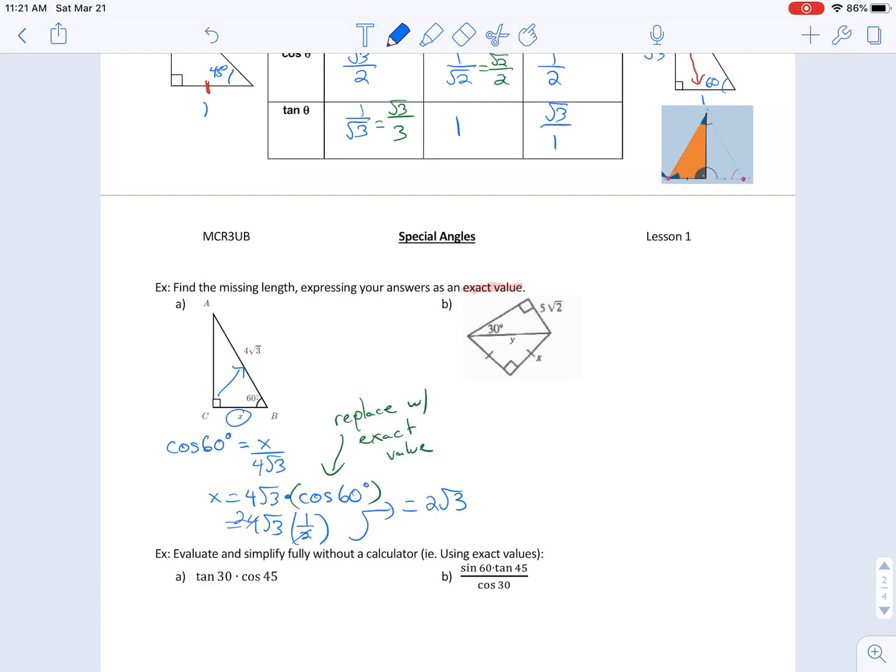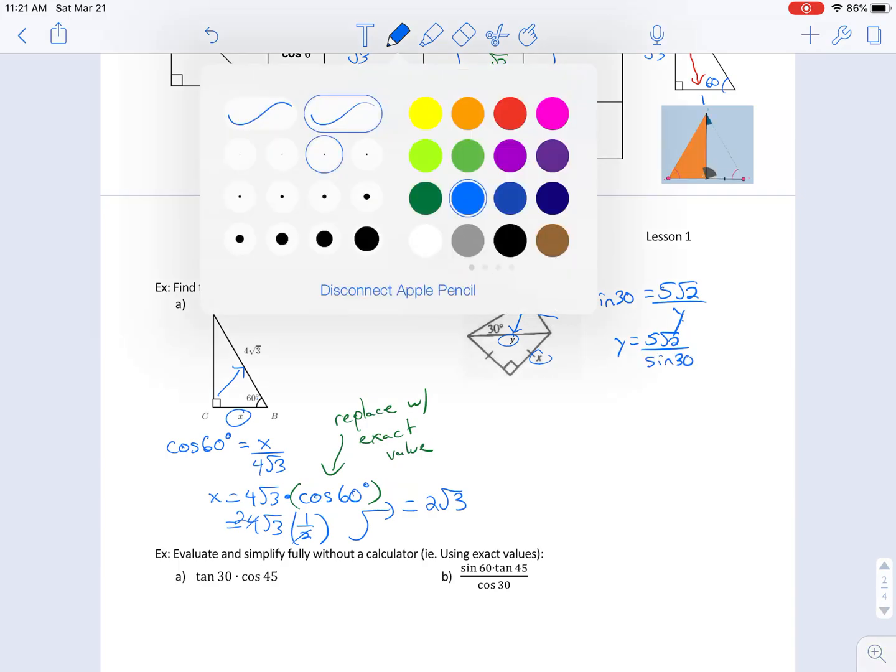The next one, we're looking for two things, I guess. We're looking for the y and the x. So if we start with the y, looks like in this triangle is the hypotenuse, and you can try this yourself if you want. So I'm going to use this angle 30, let's say, and I've got the opposite side, which is 5 root 2, and I'm looking for the hypotenuse. So I've got sine of 30 equals 5 root 2 over y. So if I rearrange that, I end up with this.